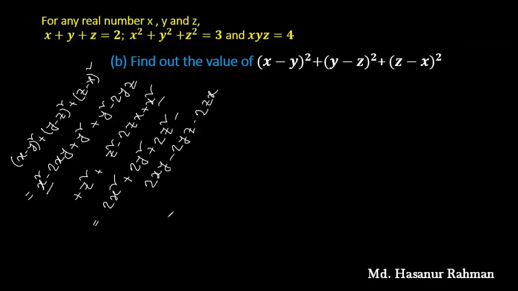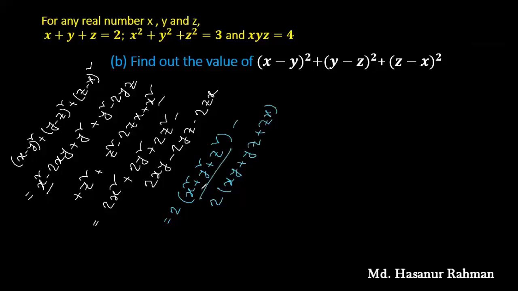Now, if I take 2 common, we'll get 2 into x square plus y square plus z square minus 2 into xy plus yz plus zx. That means we need two values. First, we have to find the value of this one and this one. And if we look at the statement, it already shows the value of x square plus y square plus z square, that is 3. So 2 multiplied by 3. But we don't know the value of this one. So we have to find out the value of this one.